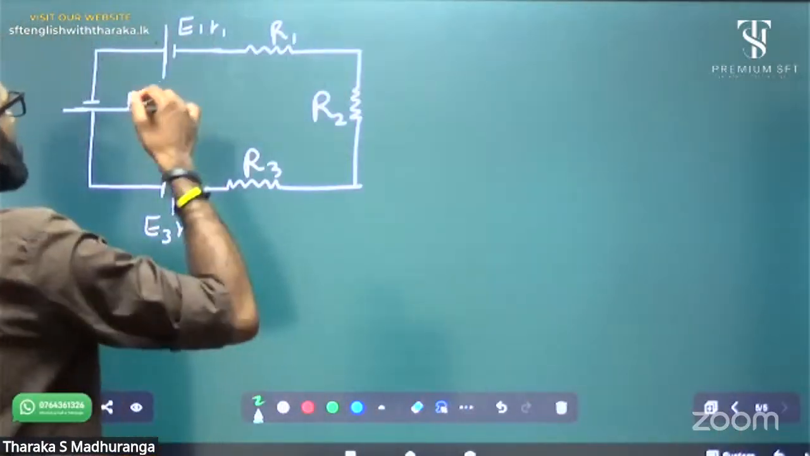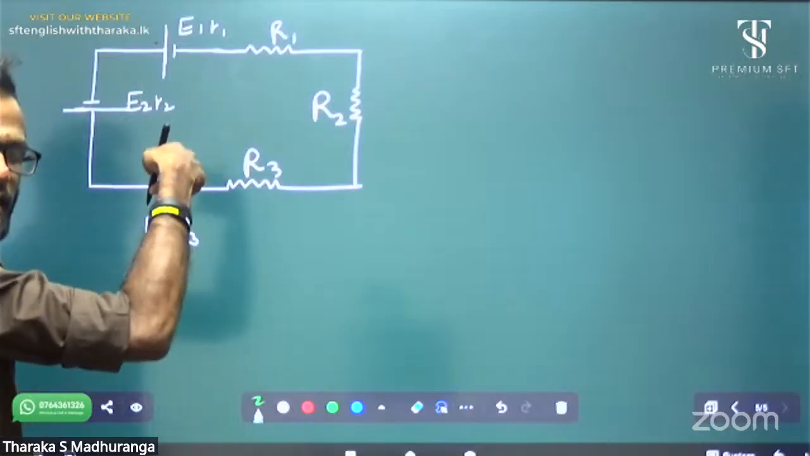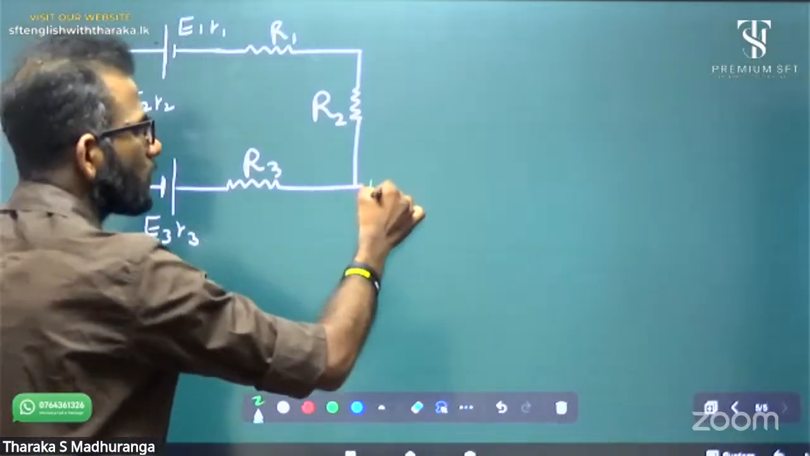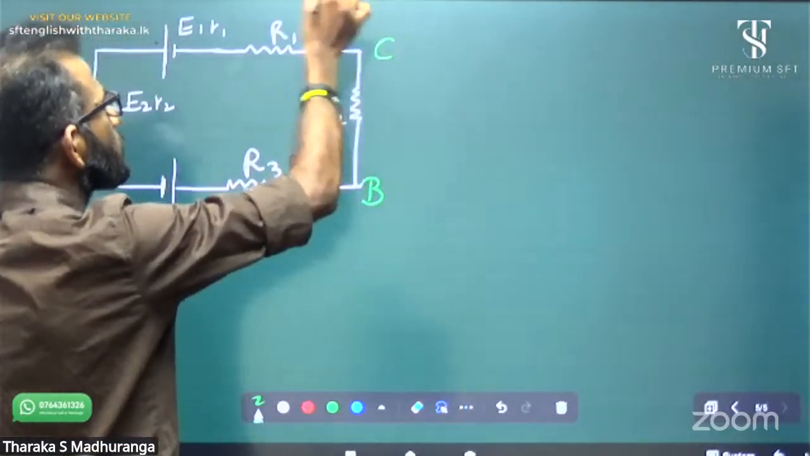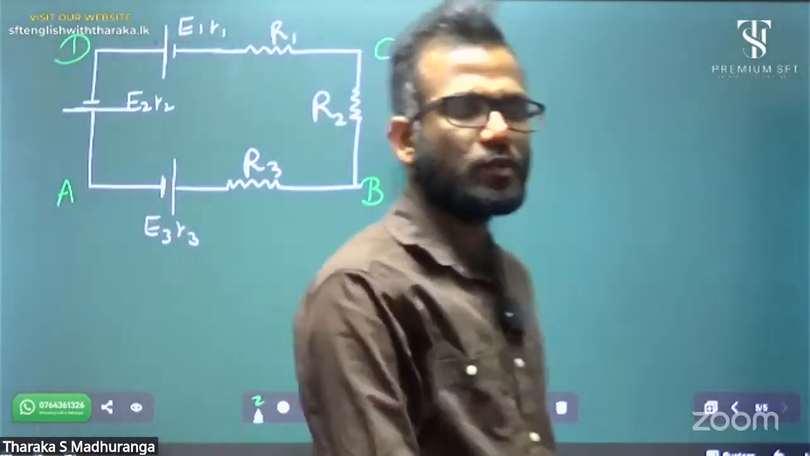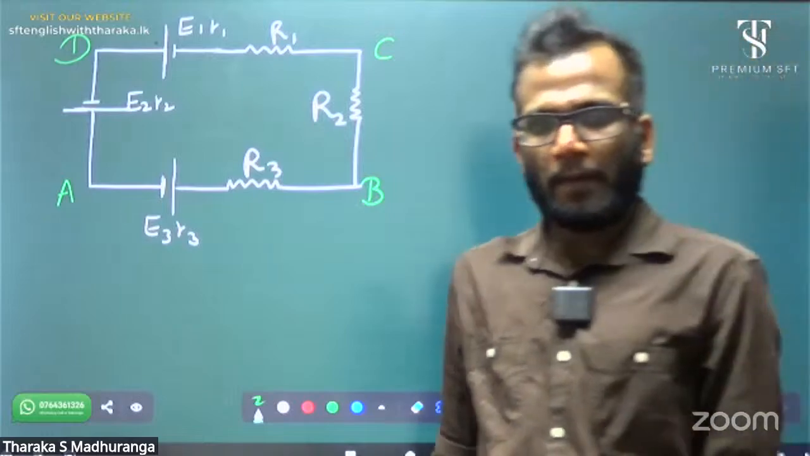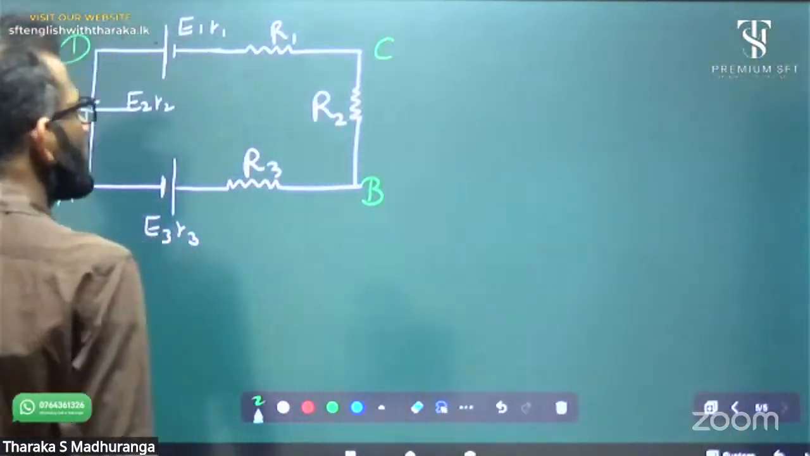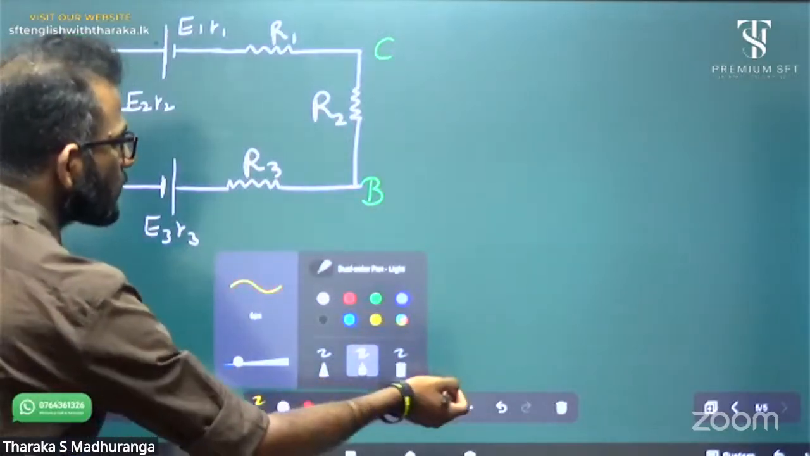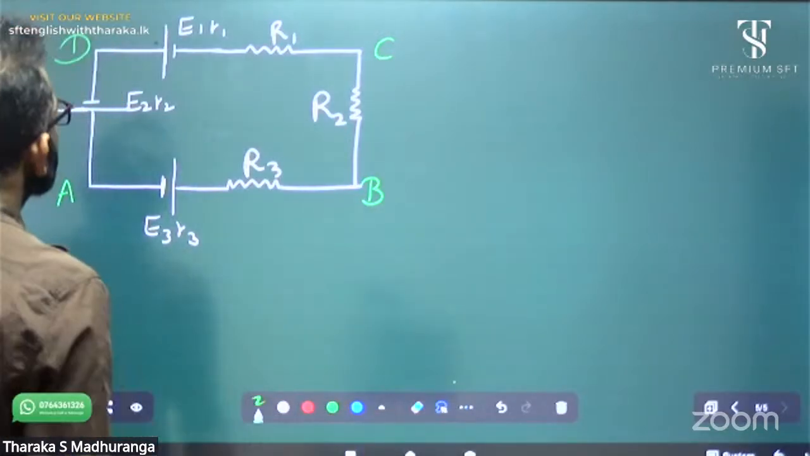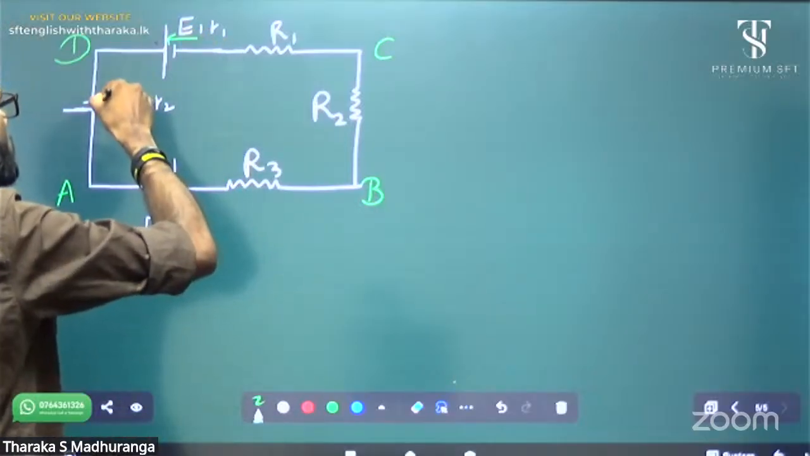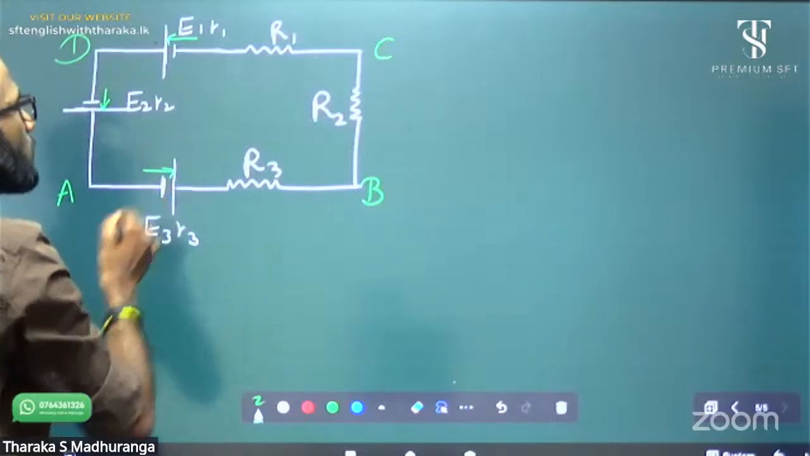Sometimes they provide letters. If not, you can add your own, according to your preference. Any pattern you can use: A, B, C, D, or P, Q, R, S, whatever letters. Now, what is the next step? Mark the electromotive force direction. This is the direction.